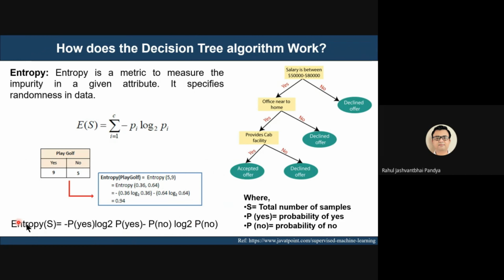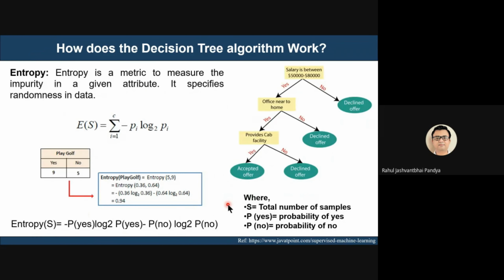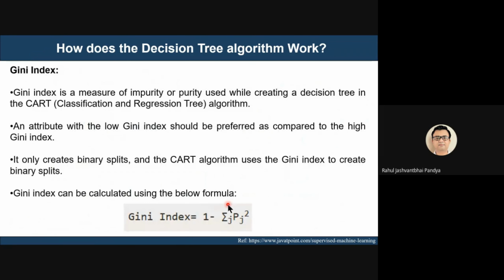And then what we find out is the entropy, and we try to maximize this information gain. We try to maximize that information gain, and we try to split the tree. So that's how the entropy is measured and the split is created.